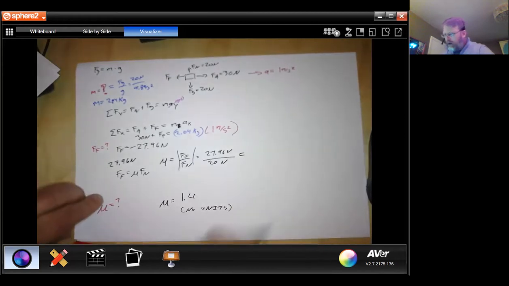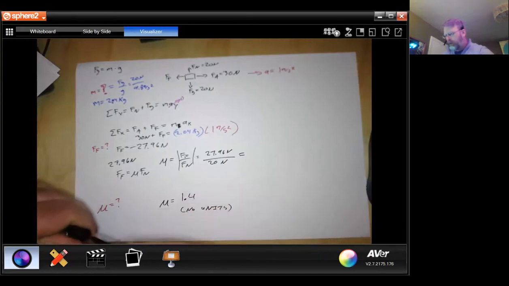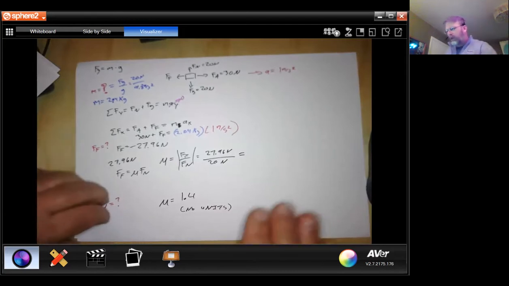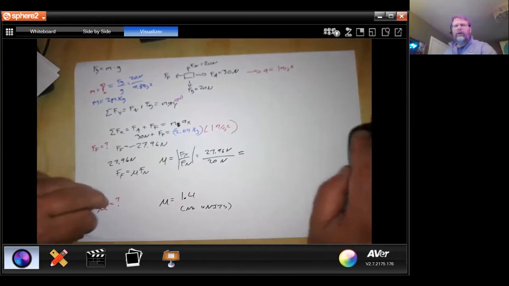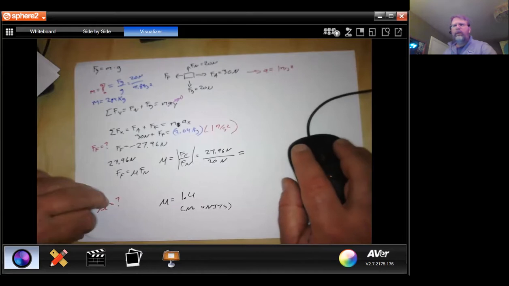So this, by the way, is a super high number. This is like glue or something. It's a very big number for a coefficient of friction. So that is our first question. That should set you up for the assignment.